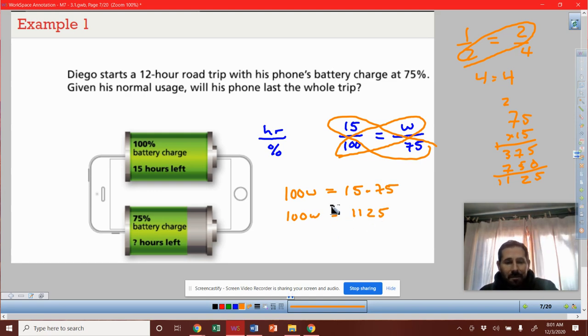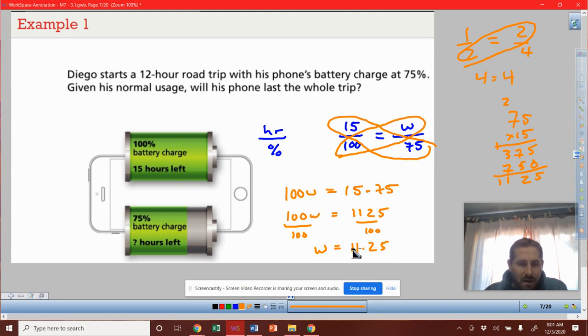So solving one-step equations, if I want to get W by itself, this is 100 times W. I've got to do the opposite of times, and I've got to divide. So this becomes W by itself, and this becomes 11.25 hours, or if you see it, it's 11 1/4 hours. So will that be enough time for the 12-hour road trip? No, but now you have a good explanation.